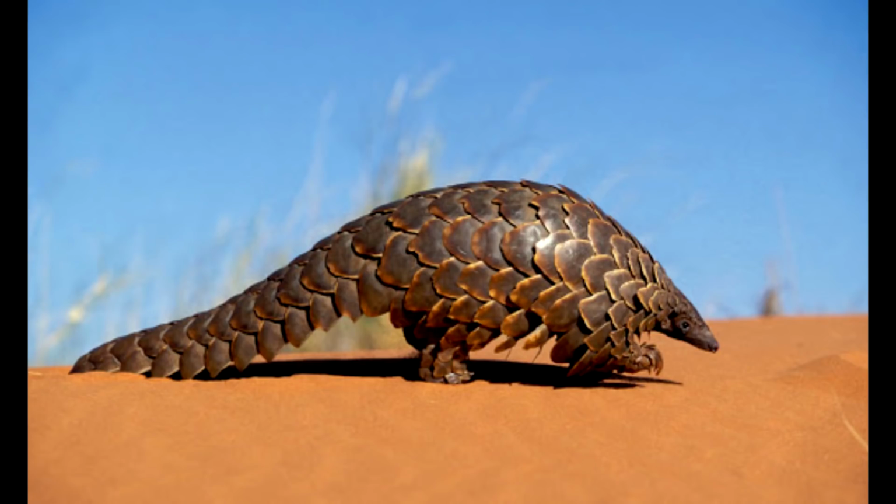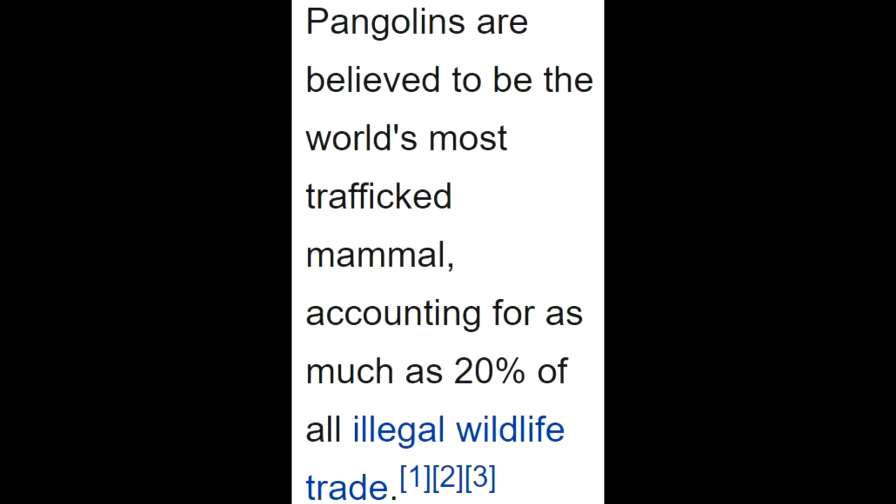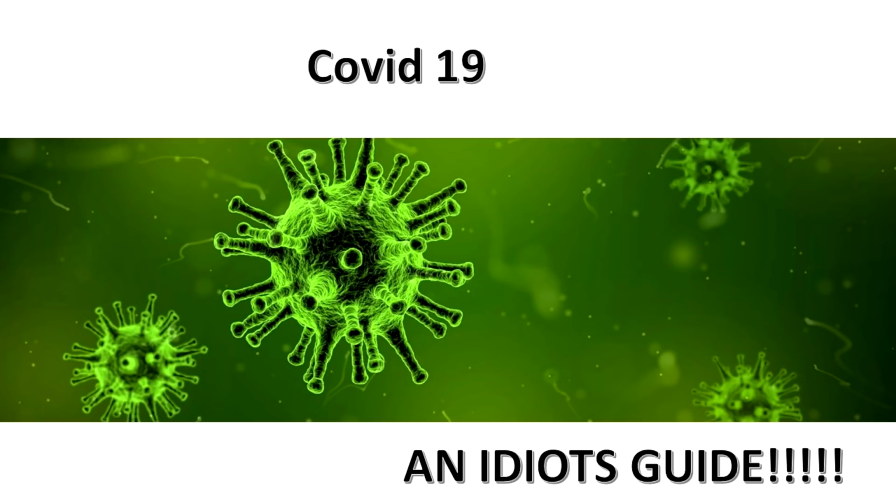Oh, and remember this guy? Well, it turns out that the scales of the pangolin have reputed healing properties, making it an animal that is ferried far and wide on both legal and illegal markets. This is something that would only have helped speed up the transmission of COVID-19. Next point.